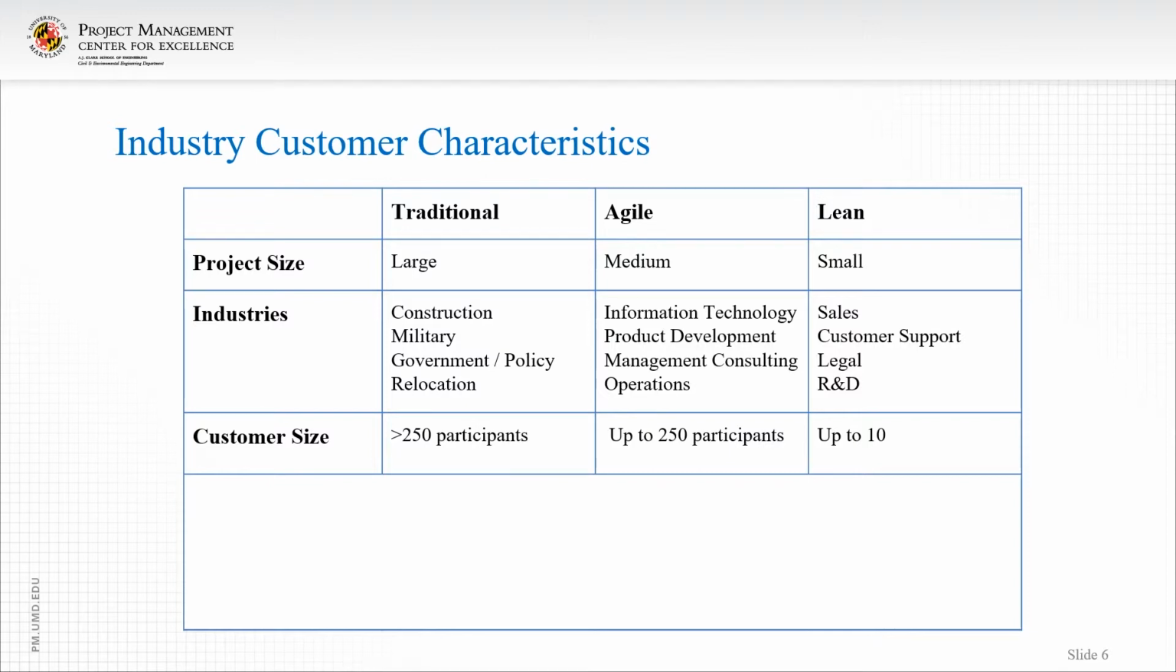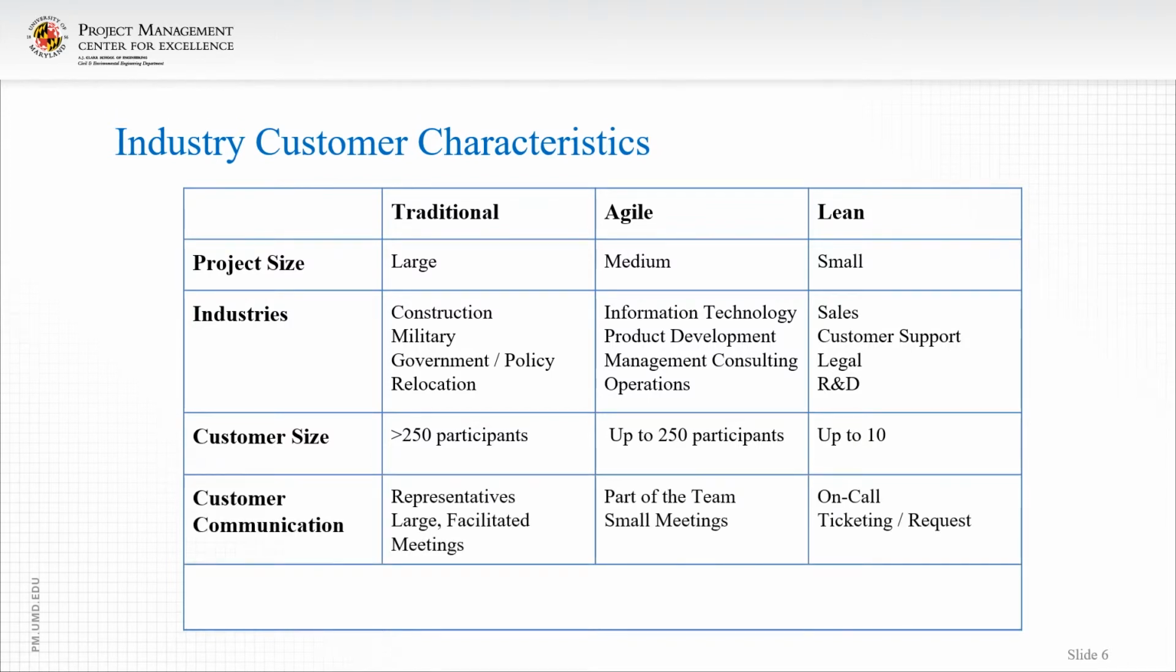And 10 is normally our limit in terms of the span of control. They're usually small tactical teams. So lean is limited by the span of control, how much we can handle in terms of our working memory, which is about 10, maybe half that in reality. Agile is about 250 in terms of the participants, both developing and stakeholders. And then when we get to larger than 250, we go with traditional.